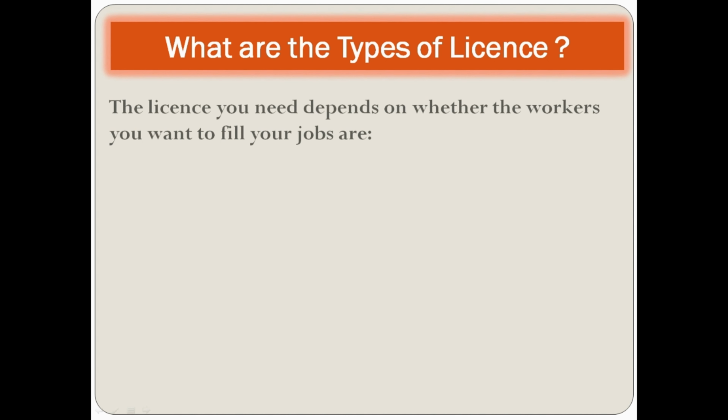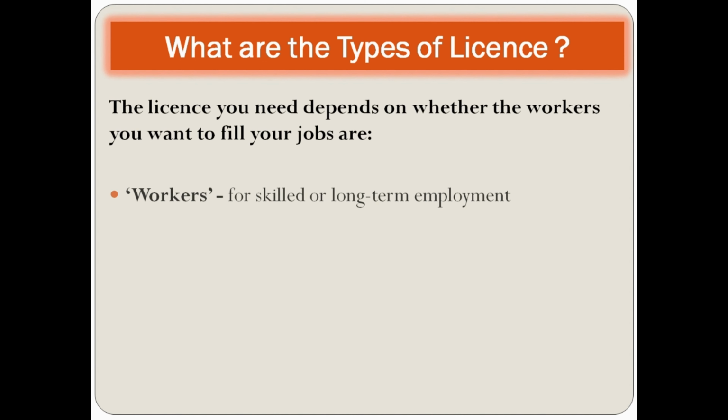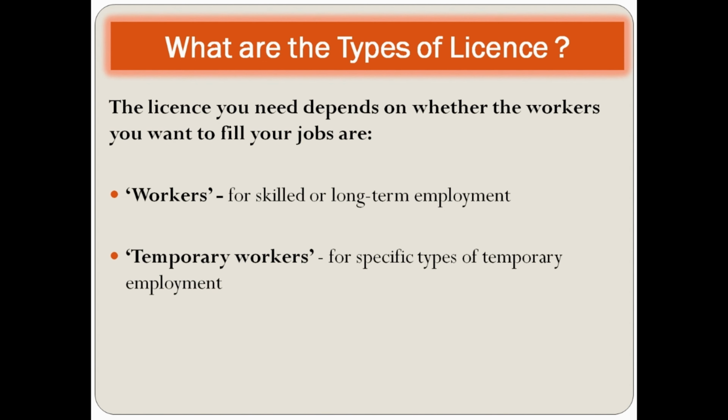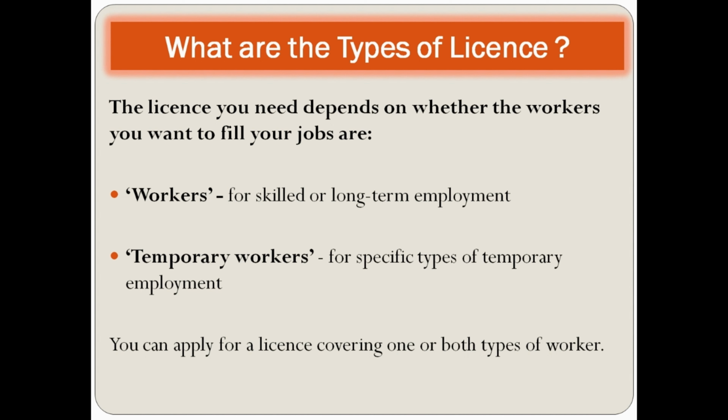Now let's discuss what are the types of license. The license you need depends on whether the workers you want to fill your jobs are workers or temporary workers. Workers are basically the ones for skilled and long-term employment, whereas the temporary workers are for specific types of temporary employment. In this video, we will cover all the topics related to worker visa, which is skilled worker visa. Let's discuss this further in detail.